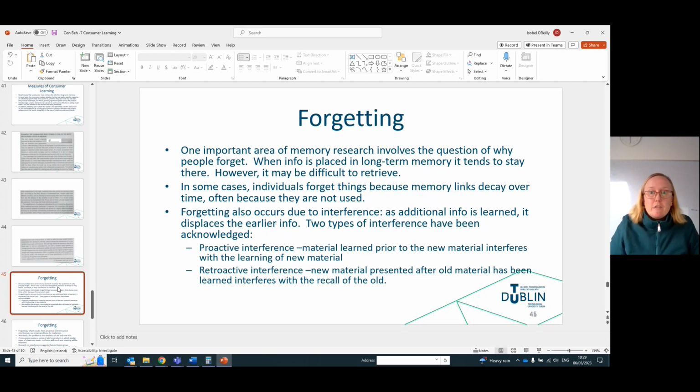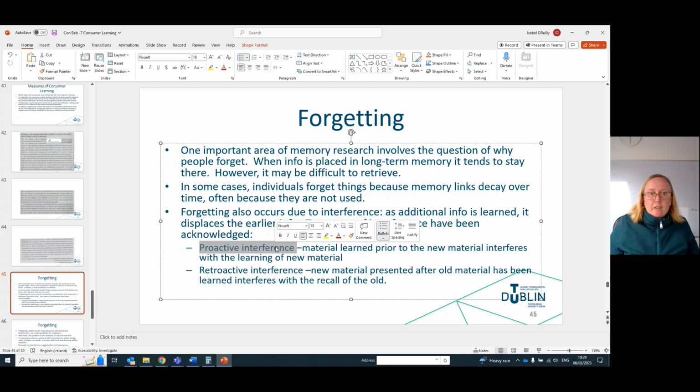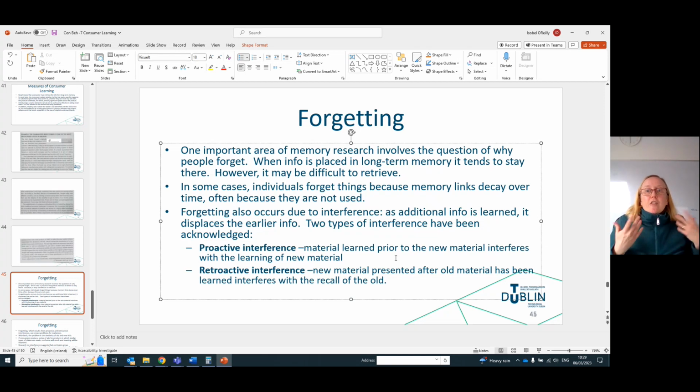Two types of interference have been acknowledged. One is proactive interference, and the other is retroactive interference. Let's make that bold. Material learned prior to the new material interferes with that learning. So there may be overlap, it may have a similarity, and it causes some confusion. And then retroactive interference is that new material presented after the old material has been learned interferes.